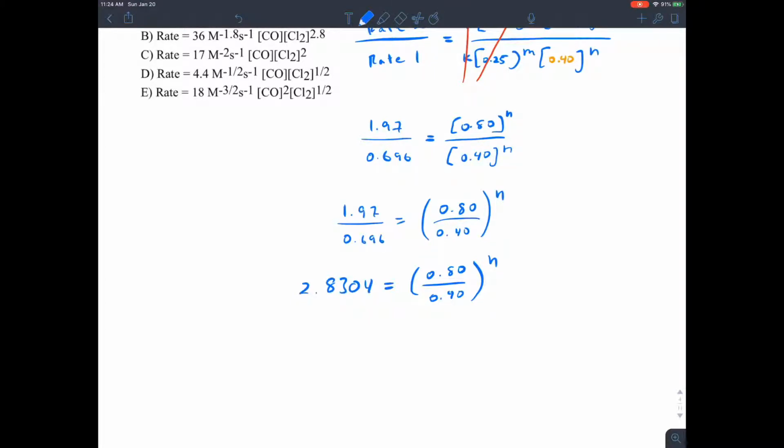Well, using our algebra skills again, if I get the natural log of both sides, the natural log of 2.8304 is equal to the natural log of... well, let's just simplify this ratio here. 0.8 divided by 0.4 is going to be 2. So it's going to be the natural log of 2 to the nth power.